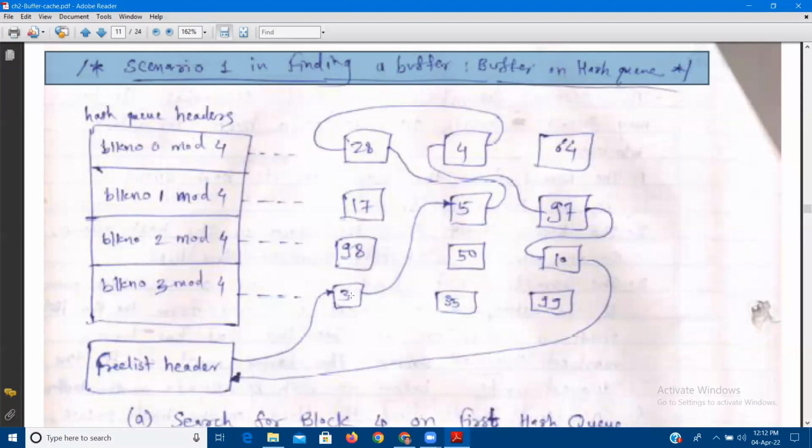So these 6 buffers are part of the free list and the remaining are part of hash. This is our third diagram, about the structure of buffer pool. If you observe buffer number 3, it is part of the 4th hash queue, but though it is part of the 4th hash queue, it is not on the hash queue, it is on the free list because it is totally free.